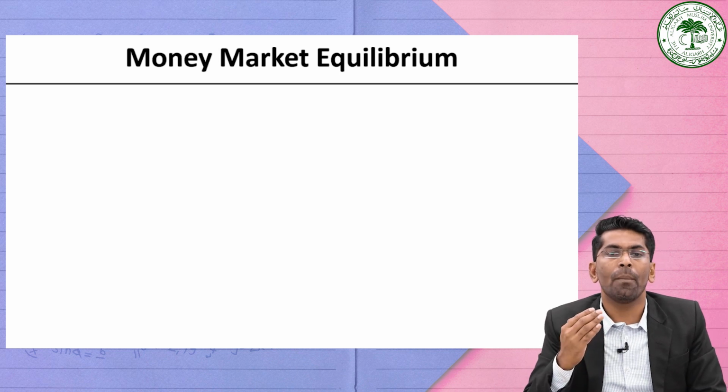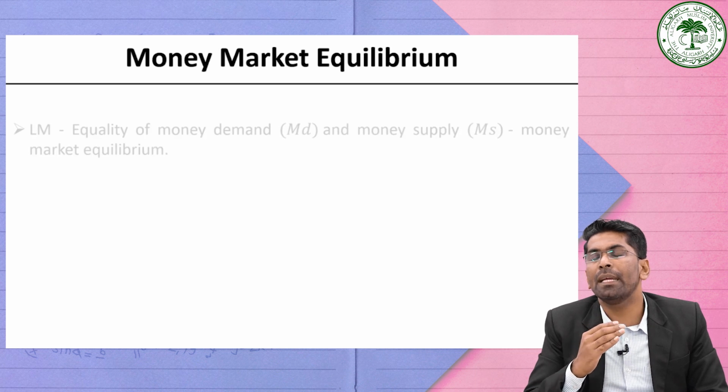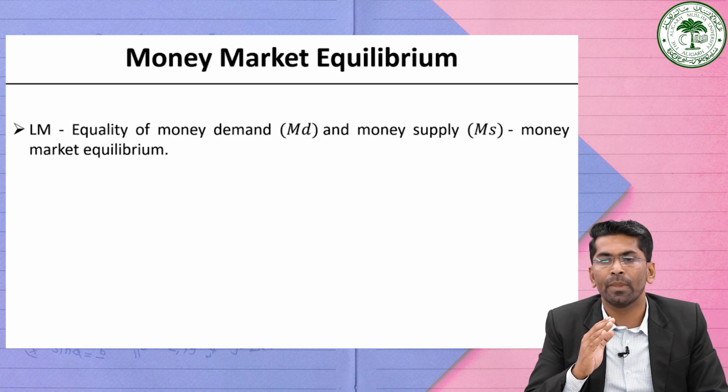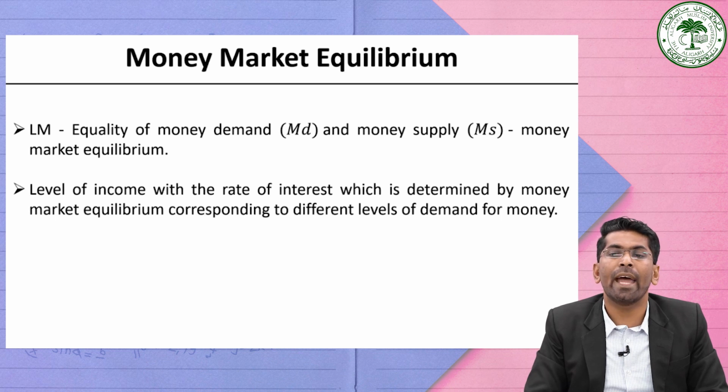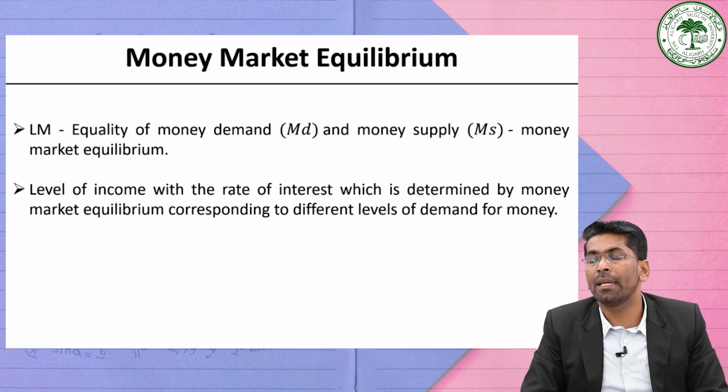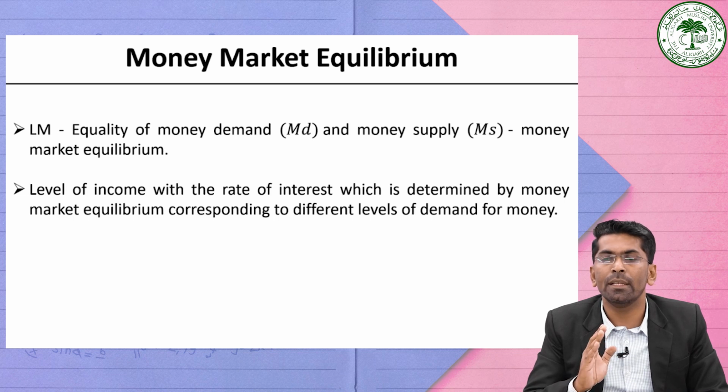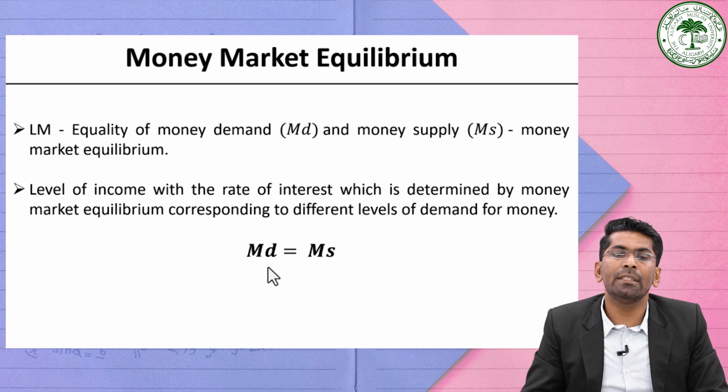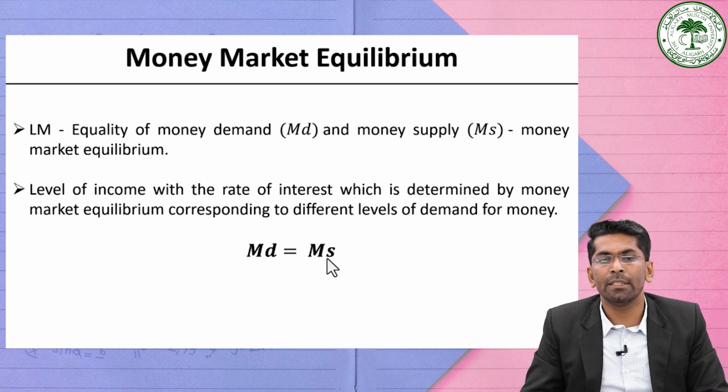Now similarly we have the money market equilibrium as well. Money market equilibrium is represented by the LM curve, which shows the equality of money demand and money supply. Therefore, the LM curve relates the level of income with the rate of interest, determined by the money market equilibrium corresponding to different levels of demand for money. So the money market is in equilibrium when the demand for money is equal to the supply of money, that is, MD is equal to MS, where MD denotes the demand for money and MS denotes the supply of money.